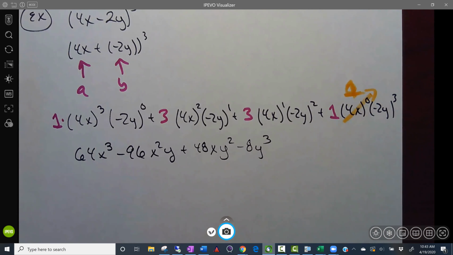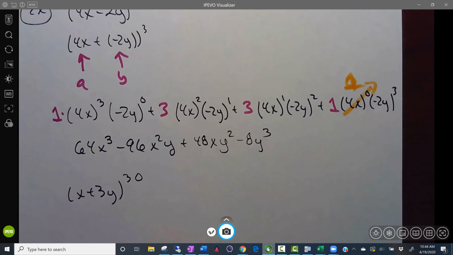So these work out pretty nice if you're using Pascal's triangle, but Pascal's triangle can be a little bit of a pain if you have other types of problems. So for instance, I could be asked to find x plus 3y to the 30th power. Whoa, I guarantee you don't want to write 30 lines of Pascal's triangle here. That would take you way longer than anything else. But the good news is that they want the first 3 terms.